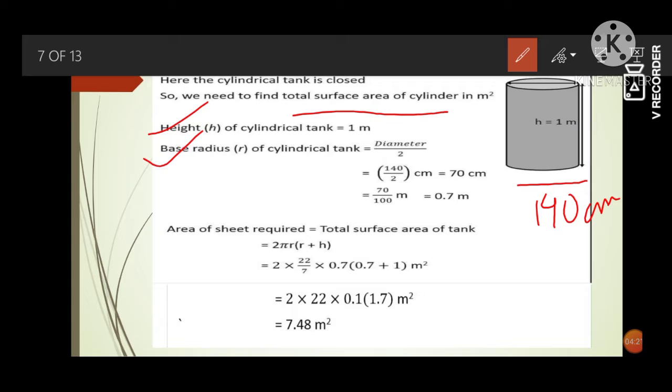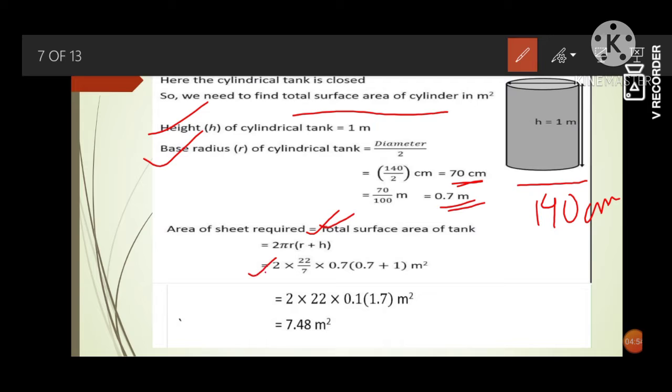So the radius will be diameter by 2. Diameter is given as 140, so the radius is 70 centimeters. Now it is given in centimeters, so we have to divide it by 100 to get it in meters. So 0.7 meter. And the area of the sheet required to build such a tank will be given by the formula for total surface area. The total surface area formula is 2πr(r + h).